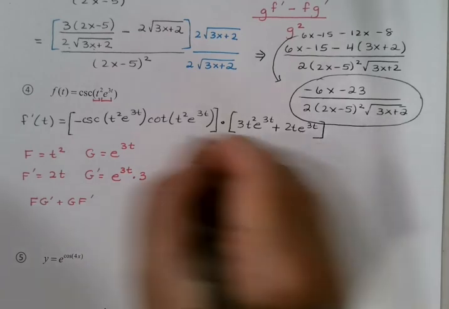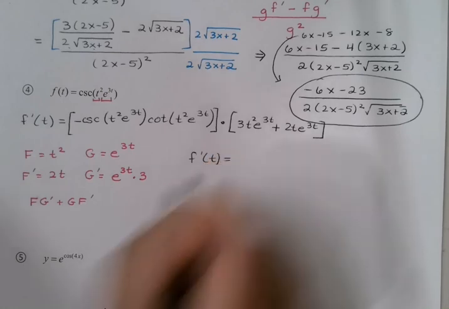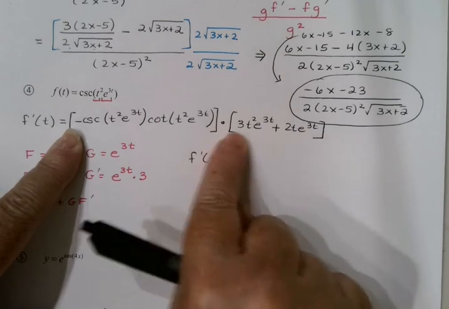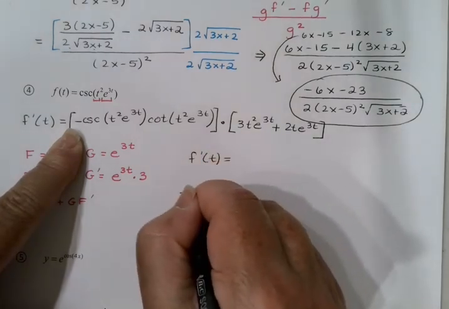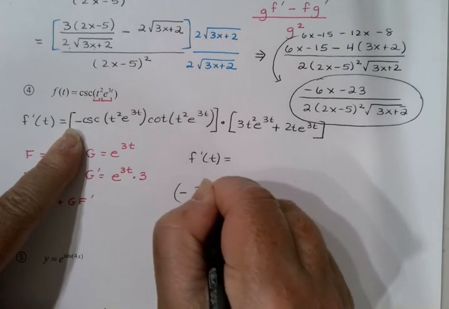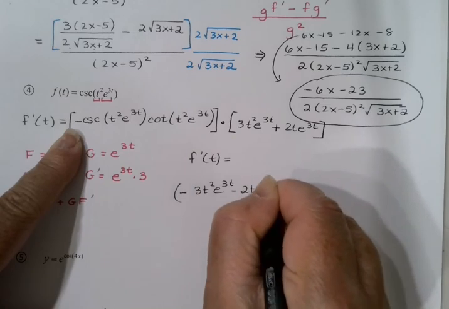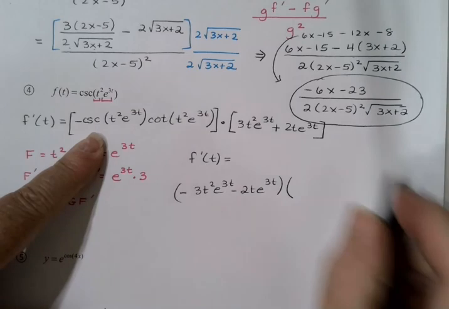And there's not a whole lot that I can really do with that. This negative could probably just get distributed through here. So I might have negative 3t squared e to the 3t minus 2t e to the 3t times the cosecant and the cotangent.